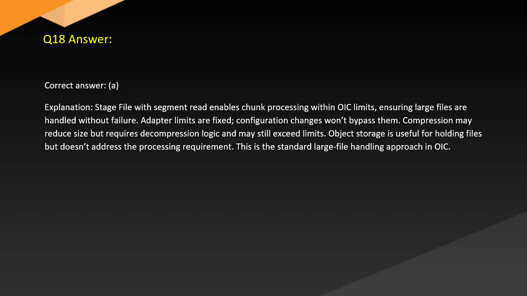Answer. Correct answer: A. Explanation. Stage file with segment read enables chunk processing within OAuth limits, ensuring large files are handled without failure. Adapter limits are fixed; configuration changes won't bypass them. Compression may reduce size, but requires decompression logic and may still exceed limits. Object storage is useful for holding files, but doesn't address the processing requirement. This is the standard large file handling approach in OAuth.